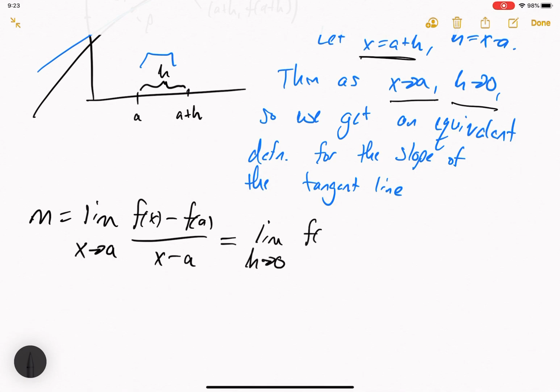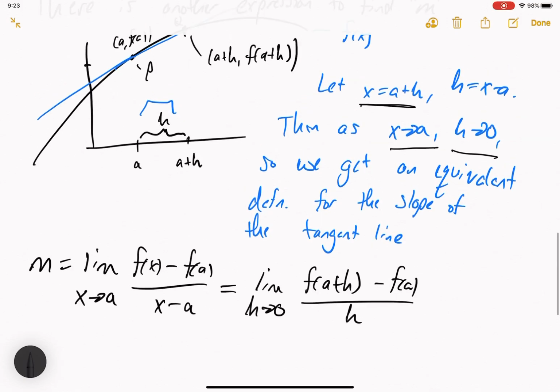Then we have f of a plus h minus f of a. And on the bottom, we would actually have a plus h minus a. These a's would just cancel, so really it's just over h. And that's our other definition that we like to use. And you can verify that it works, but it's the same thing.